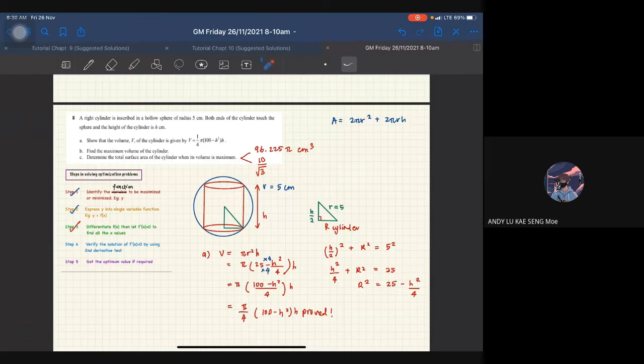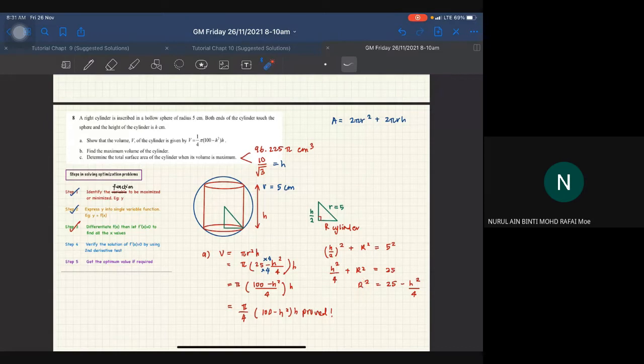Boleh tak nak cari nilai r dia? Boleh. Macam mana? Guna R square equals to 25 minus. Yes, betul? Exactly. So kita tak tahu nilai ini sahaja kan. So awak dah ada nilai h, awak dah cari tadi. So just substitute this h into this formula. Nanti awak akan dapat nilai r dekat sini.